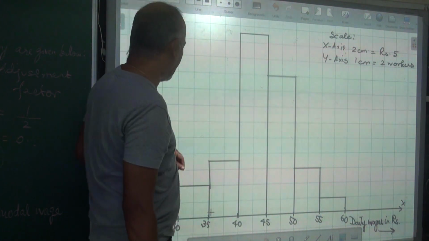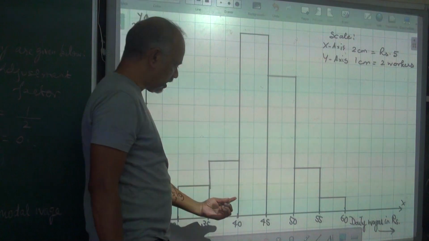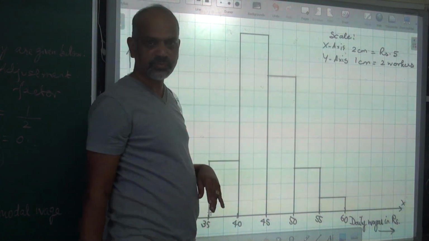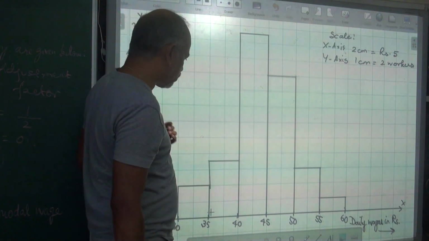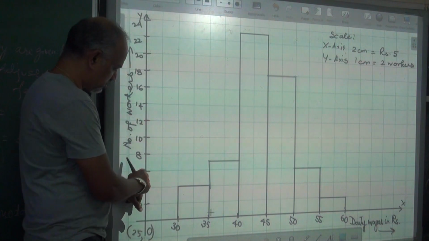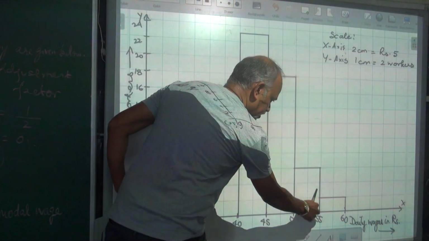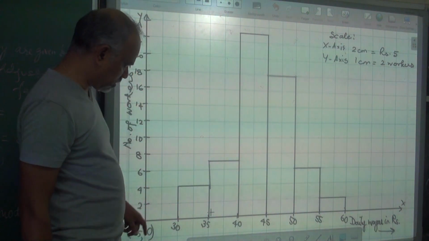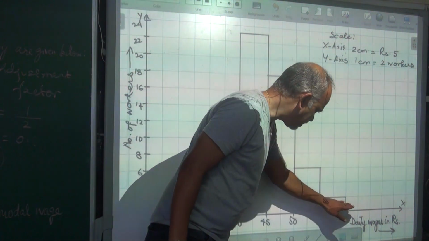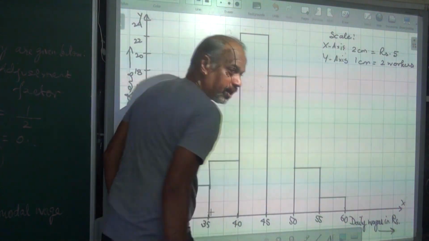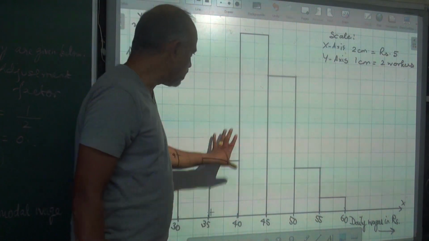Okay. Next one is of height 18. That's between 45 to 50. The bar height is 18. The next one, 50 to 55. The bar height was 6. So of height 6, I've drawn the next bar. And the last one was of height 2. Okay. So 55 to 60, the height is 2. If you see 2 is here, so that is the height. Okay. So you got all these bars.